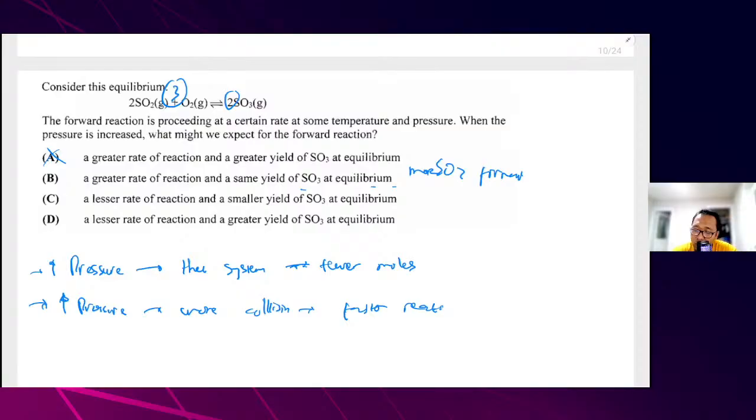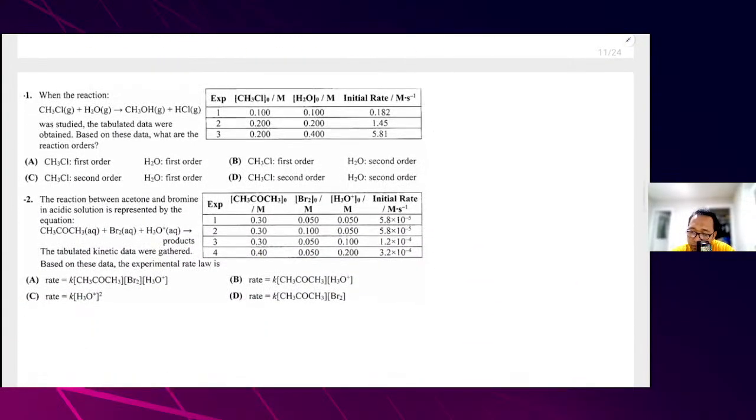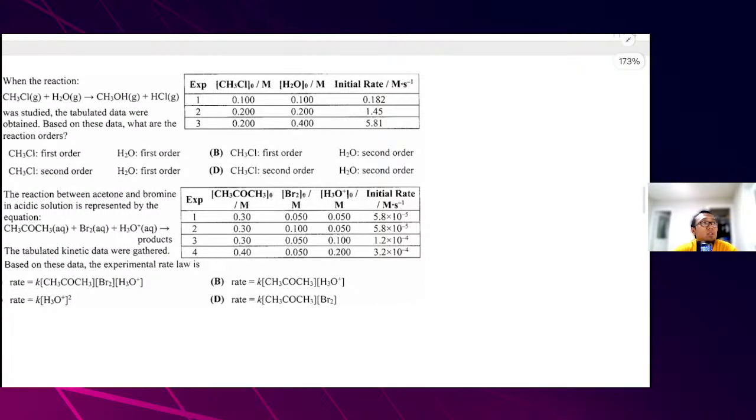So the yield of the product will be increasing. Remember, if pressure goes up, the equilibrium system shifts to fewer gas moles, and there are more collisions. If we increase the pressure, it increases the collisions, which increases the reaction rate. So the answer will be A. All right, we will continue the next discussion in the next video.